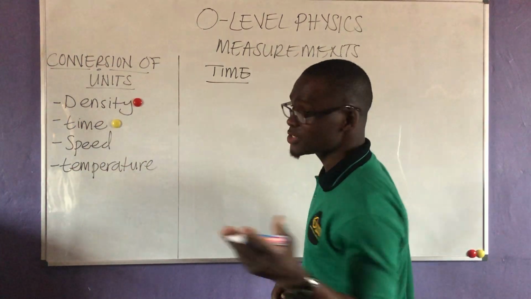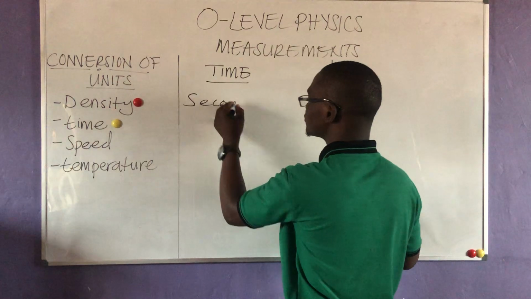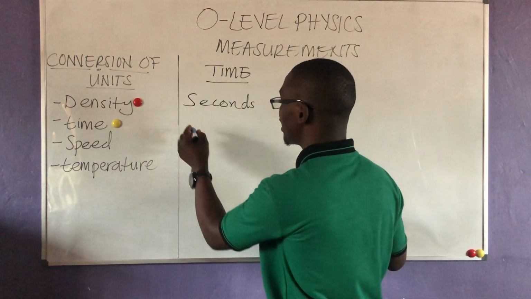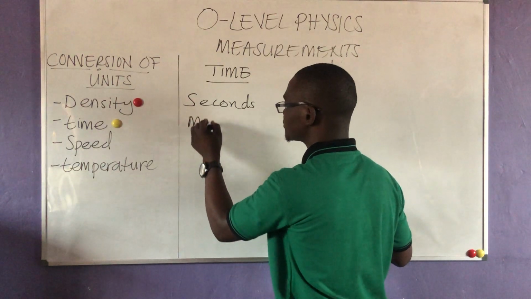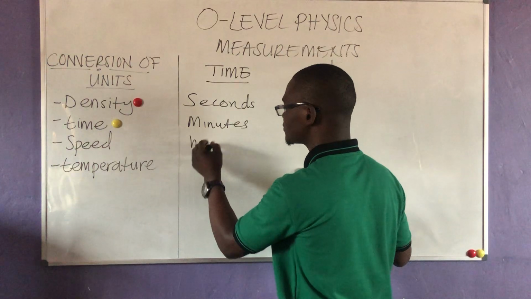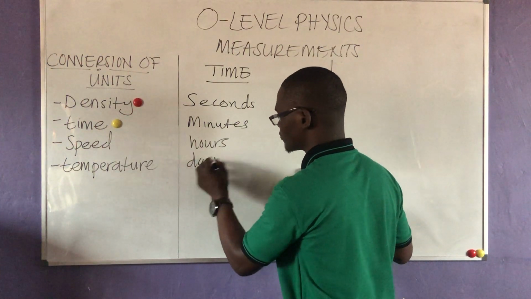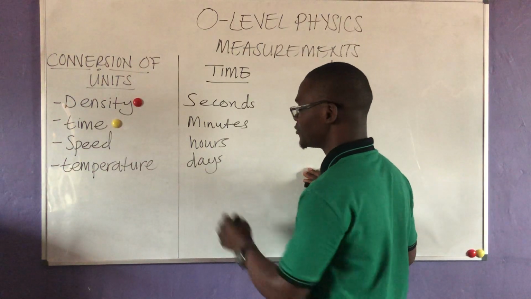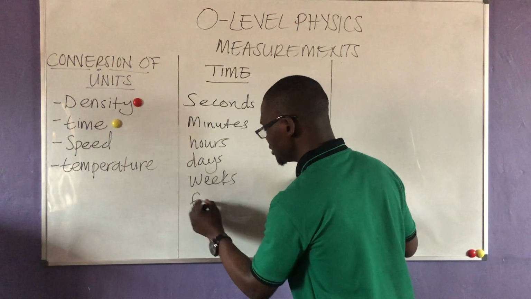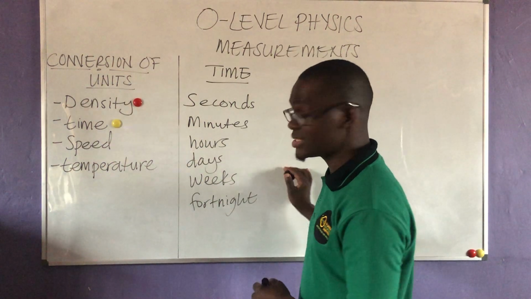So, let us first of all list these units. We have seconds, which is the SI unit. We have minutes. We have hours. We have days. We have weeks. We have fortnight. Fortnight, that is a period of 2 weeks.